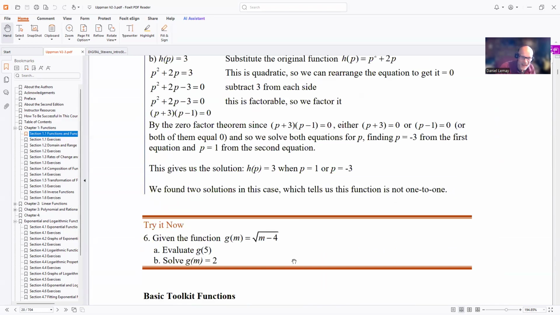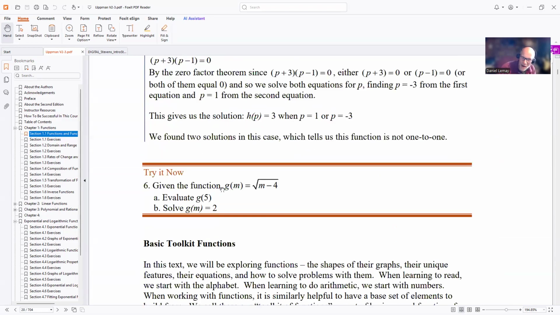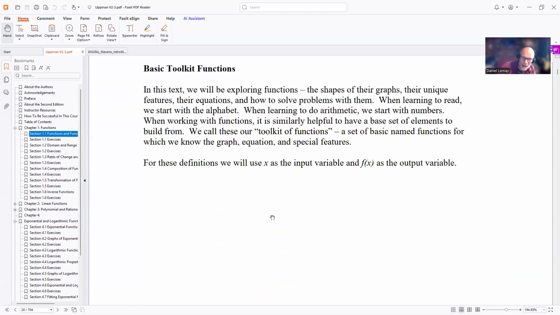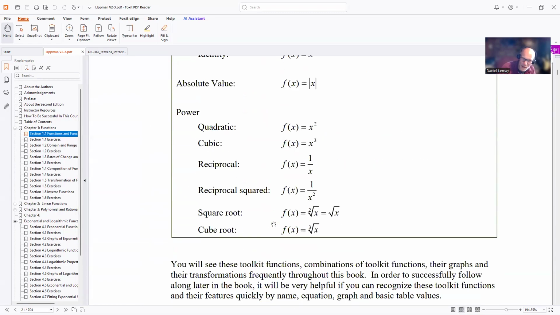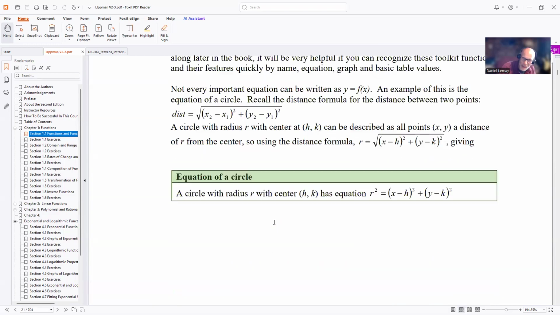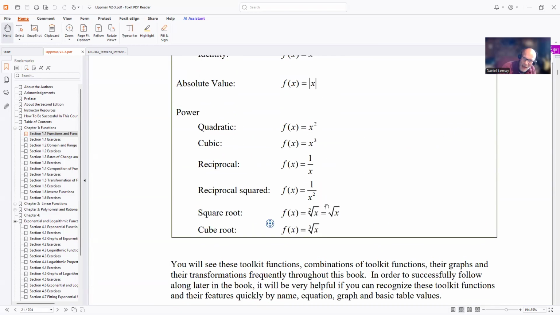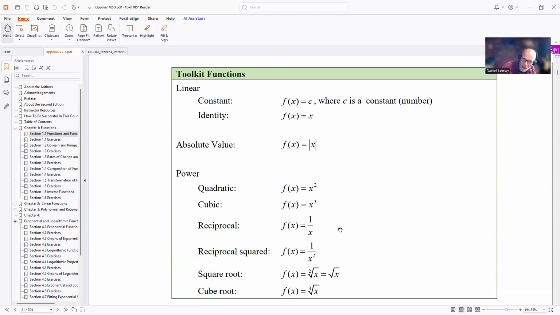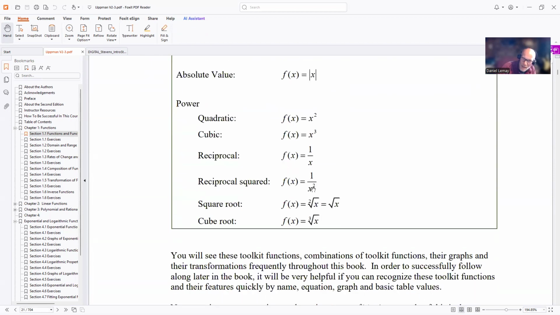Here, there's "Try it now," and those have the answers in the back also. You can get a check on it. And the toolkit functions are important to look at because right now my summer pre-calc class is struggling with rational functions. Not everybody, but the difference between the reciprocal function and reciprocal squared function.